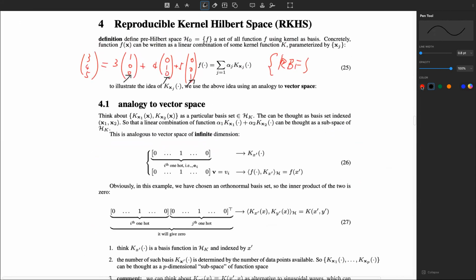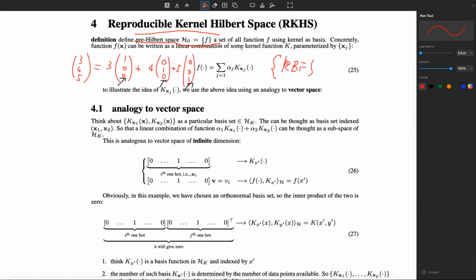So let's have a pre-Hilbert space. We also need to prove it's complete, but to simplify things, we say it's a pre-Hilbert space of F. These will be a set of functions which use a kernel function as a basis. The kernel function is used as a basis. By the way, it will be the same example as you have just mentioned. So how do you use a kernel function as a basis?